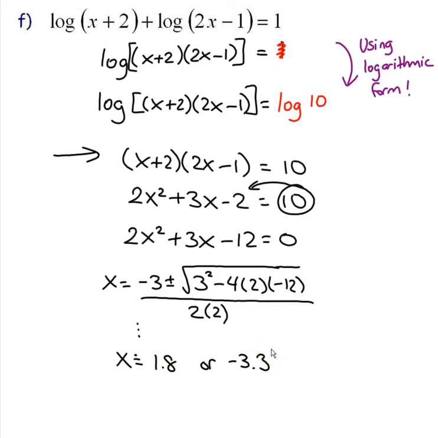Always check your answers to see if they both work. So the 1.8, I put into the original x's, and it gives a positive number here, check mark. It gives a positive number here, check mark. But this guy, the negative 3.3, you're going to put it into here, and actually it gives negative answers, and you can't log negative answers. Therefore, this one is an extraneous root, and our final answer is approximately 1.8 only.